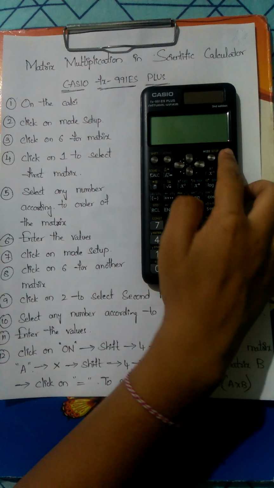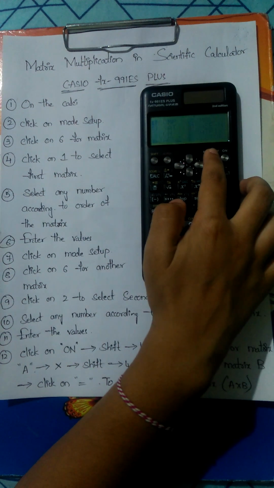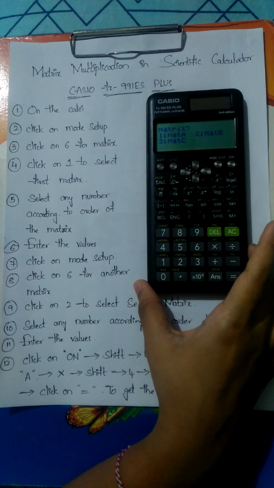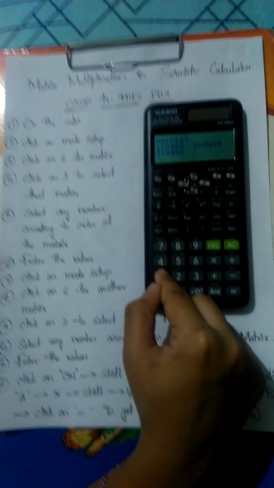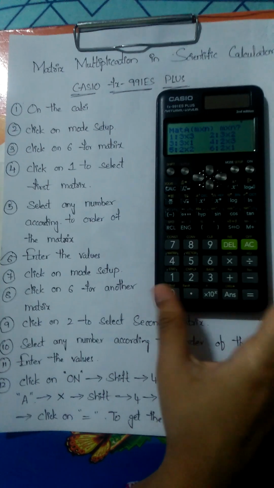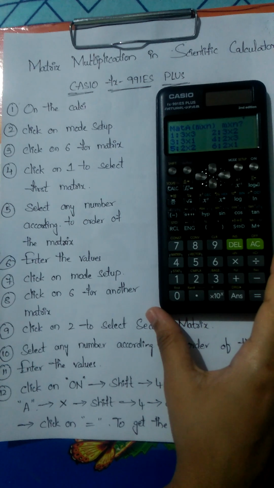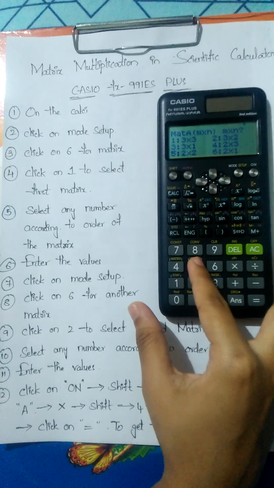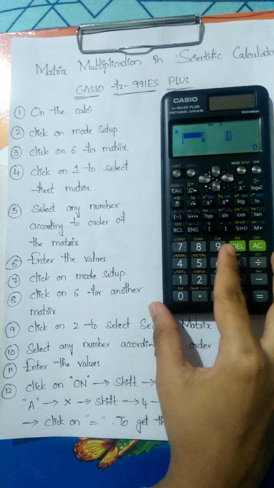First, on the calci, click on mode setup, click on 6 for matrix, click on 1 to select the first matrix A, and select any number according to the order of the matrix. I am clicking on 5 for the 2 by 2 matrix.